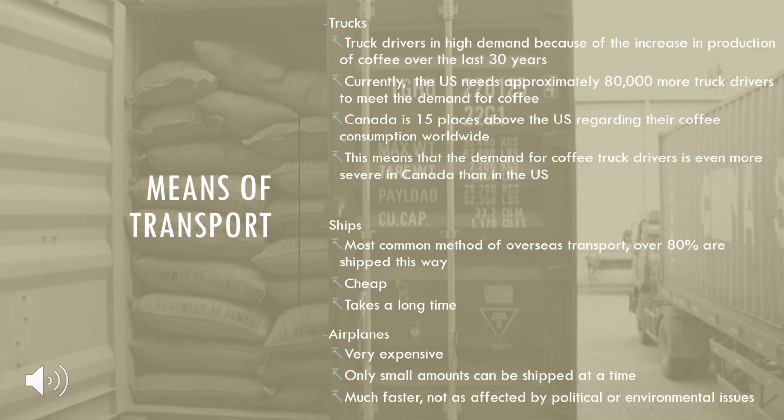The second method, using airplanes, is a much more expensive method, but the reason why this money might be worth it to some buyers is that it is much faster and therefore unlikely to have problems with political or environmental issues. The other issue that arises with this method, though, is that only small amounts can be shipped at a time, so you don't get much for what you pay for.